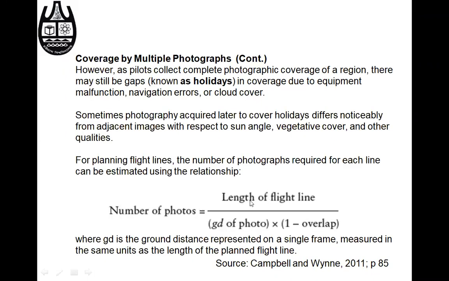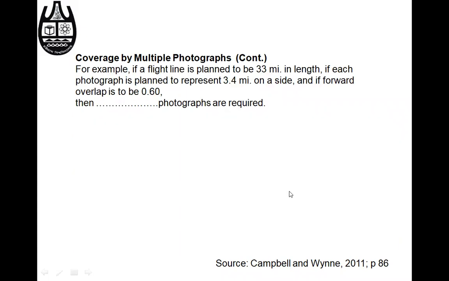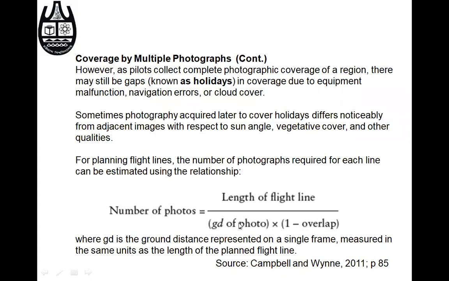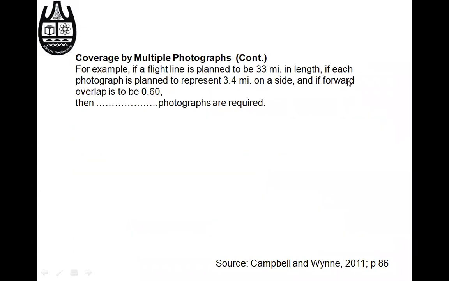So just for a quick understanding, if you have your pen and paper with you, you can do this calculation. The flight line is planned for 33 miles. So this is your flight line, 33 miles. And each of the photographs is planned to represent 3.4 miles on a side. So the ground distance of the photo is 3.4, okay? And we see the forward overlap is 60%. So you can say 0.60. This is your forward lap.